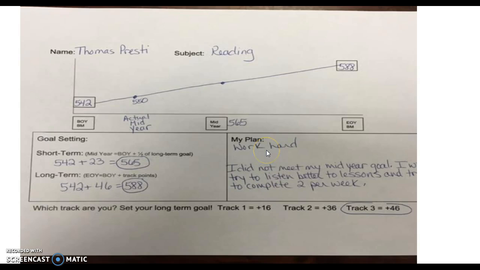So if you look at his original goal, he wasn't very specific. He just put work hard. So now with his reflection, he needs to come back and be a little more specific about what that work hard means. So what Thomas wrote was, I did not meet my mid-year goal. I will try to listen better to lessons and try to complete 2 per week. I'm pretty sure Thomas was one of the students that I saw listening to YouTube videos at the same time as the iReady tutorials. So it's definitely going to take a little more focus on Thomas's part to make the amount of growth that he needs to make.